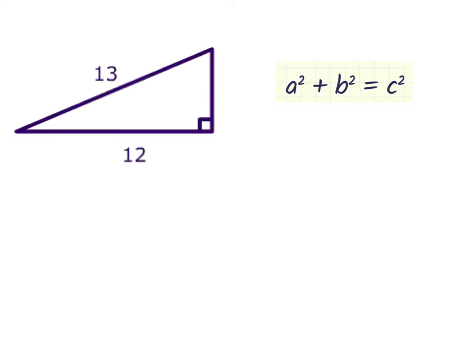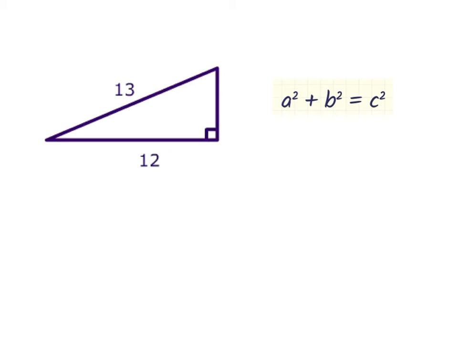If I look at this one, I see two sides of 13 and 12. I can see right away that the 13 is across from the right angle, so this is my C. And then the 12 has to be one of my legs. I'm going to label that A, and then I don't know what B is. So this is what I'm trying to figure out because I don't know that length yet.